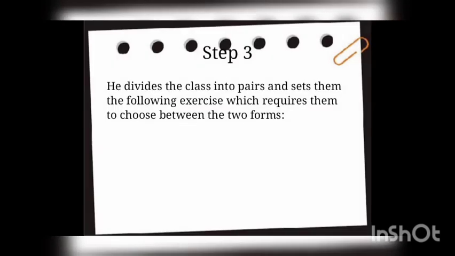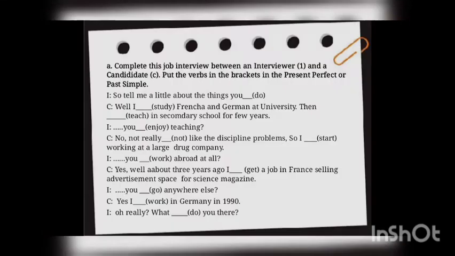And now the last step. He divides the class into pairs and sets them the following exercise, which requires them to choose between the 2 forms. So this is the example. The students are tasked to put the verbs in the brackets in the present perfect or in past simple form to complete this job interview between an interviewer and a candidate.